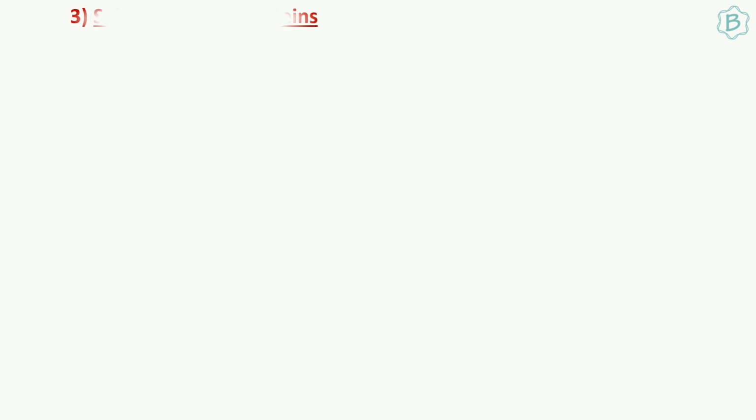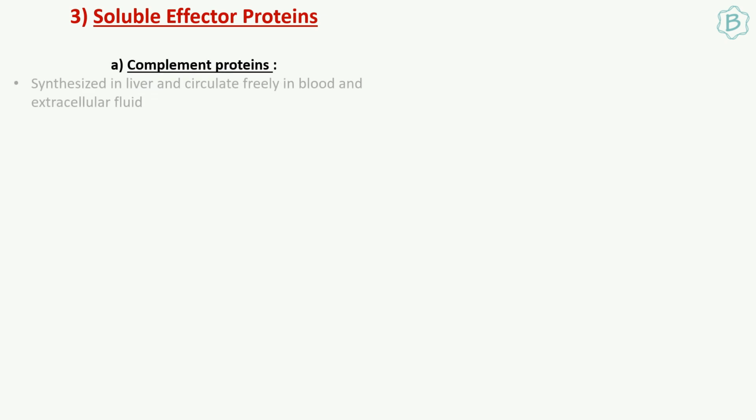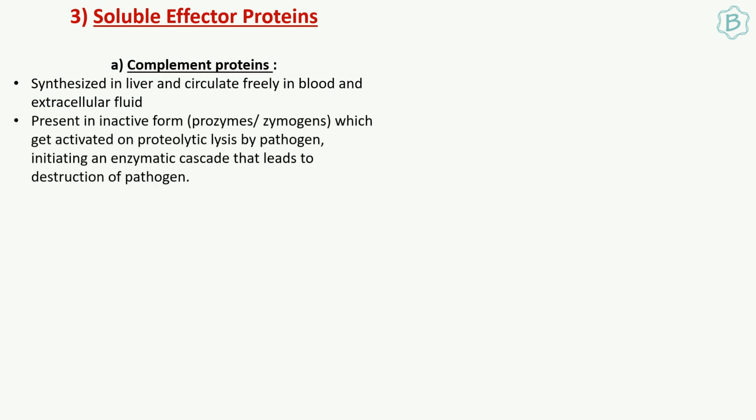So now we will be talking about the third barrier, that is soluble effector protein. This serves as a second line of defense, which means that if the pathogen has managed to evade the first line of defense, that includes your physical and chemical barriers, then this will come into action. So the first type under this is complement protein. This is synthesized in the liver and it circulates freely in blood and extracellular fluid. It will only circulate as an inactive form, which is referred to as prozyme or zymogen.